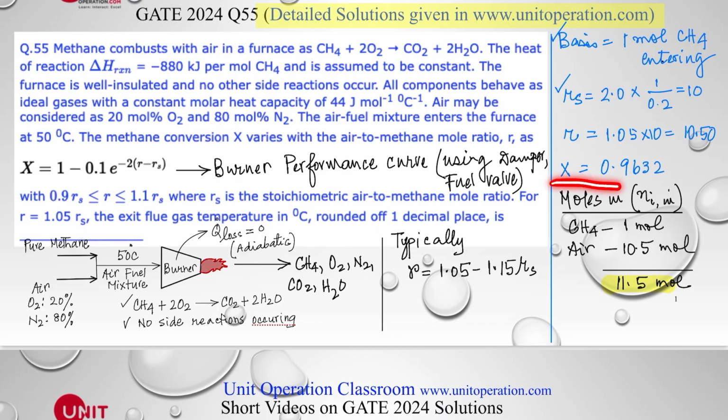This x value is calculated from this relationship, which is called the burner performance curve, normally used by engineers. This is set by using the damper of the fuel valve. They calculate the value of the conversion using the burner performance curve. Since we know the value of R, which is this one right here, and RS, which is given here, from this equation we calculate the value of X, which is the conversion. All the detailed calculations are of course shown here.